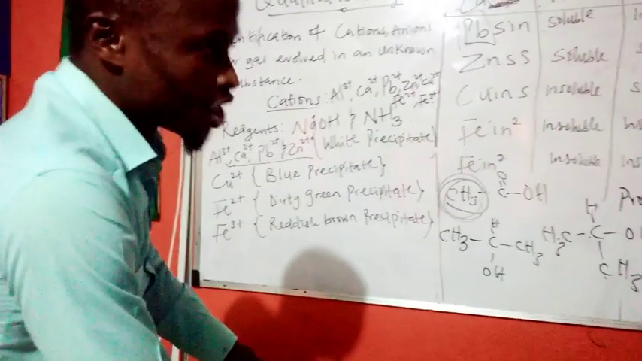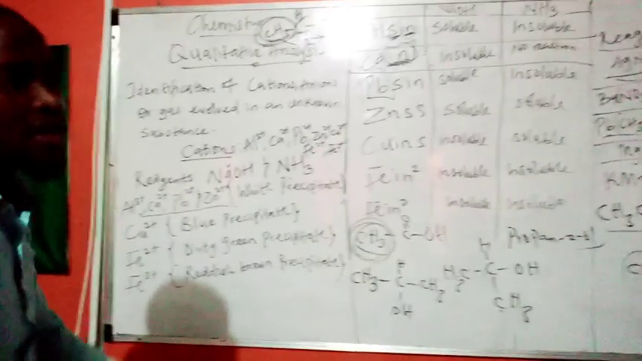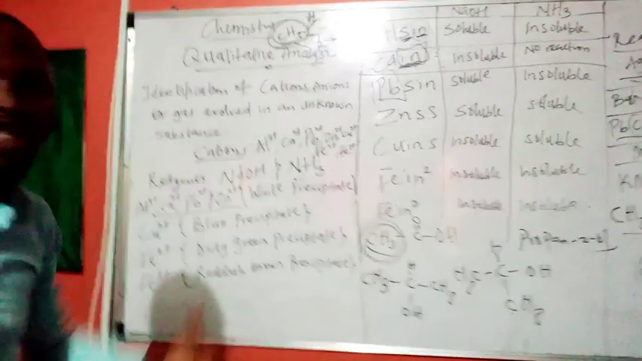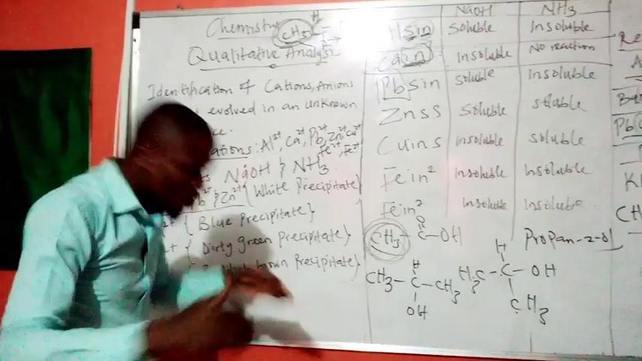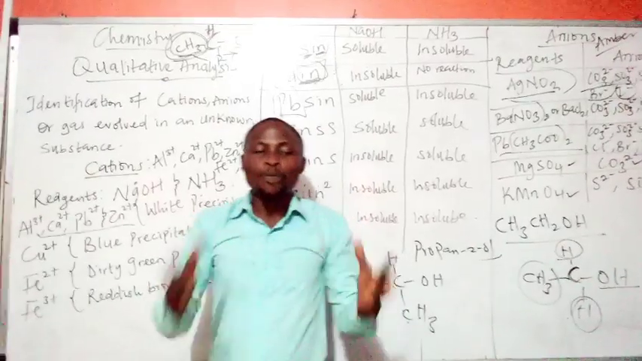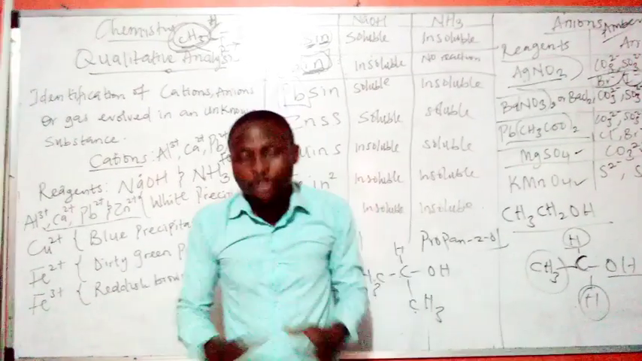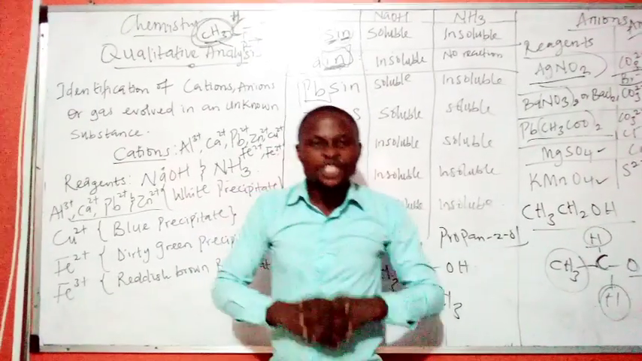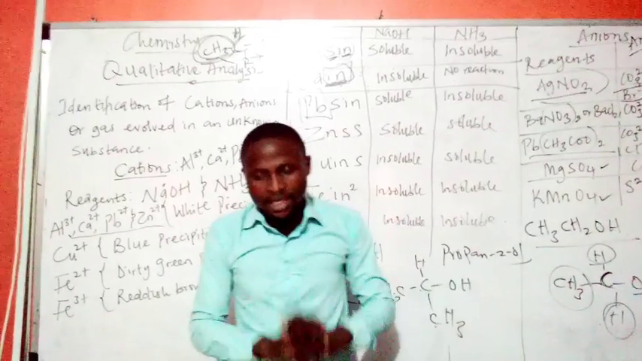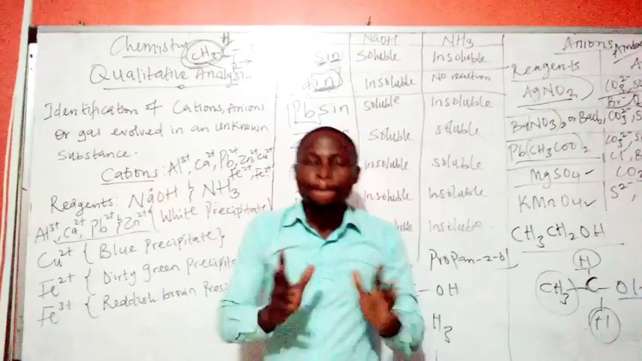In a nutshell, the iodoform test is used to detect the presence of a secondary alkanol like propan-2-ol, and it is going to give you a pale yellow precipitate.